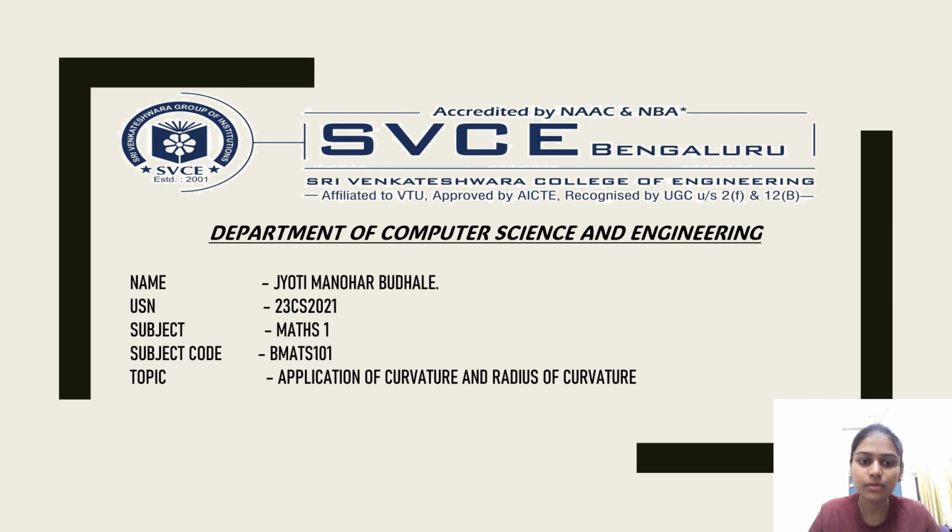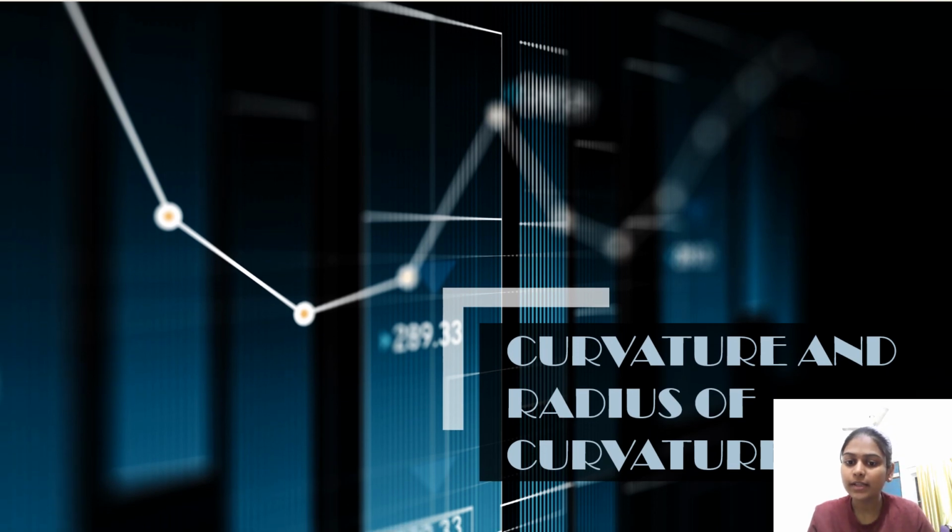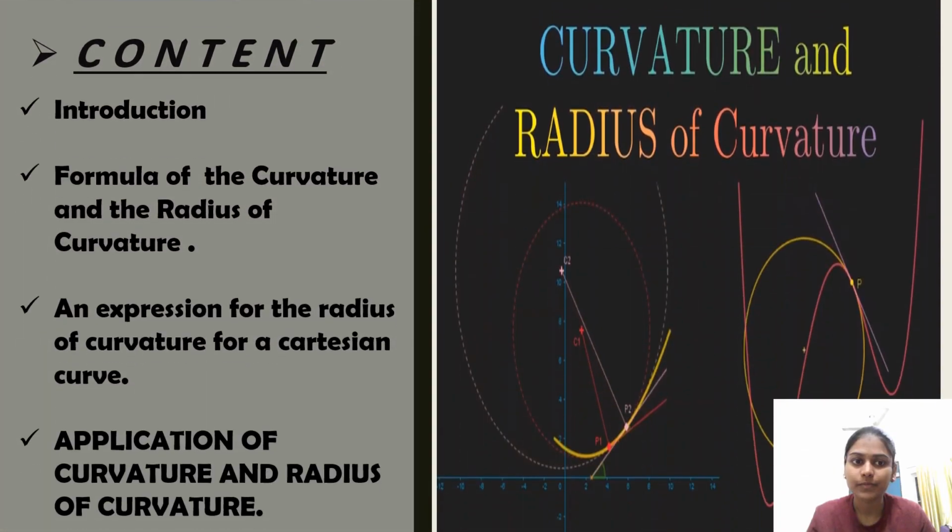My USN number is 23CS2021 and the subject is Maths 1 and the subject code is BMATS101. Today's topic is application of curvature and radius of curvature. The highlights of my topic are: first, introduction; second, formula of curvature and radius of curvature; third, an expression for the radius of curvature for a Cartesian curve; and the last one is application of curvature and radius of curvature.